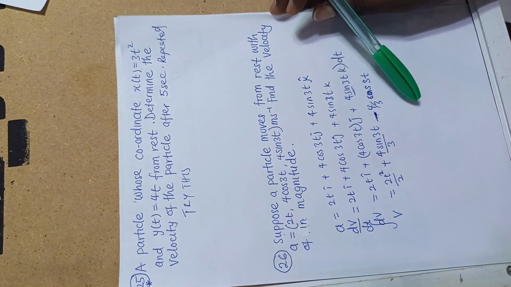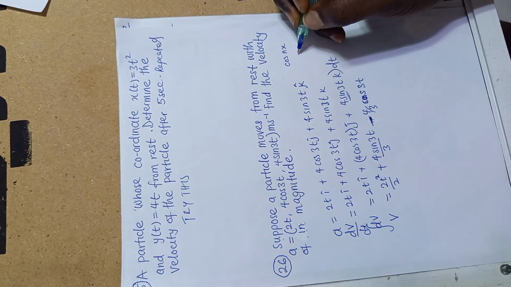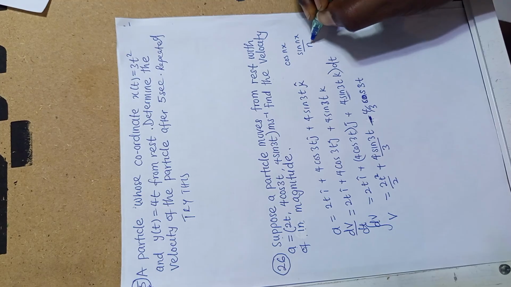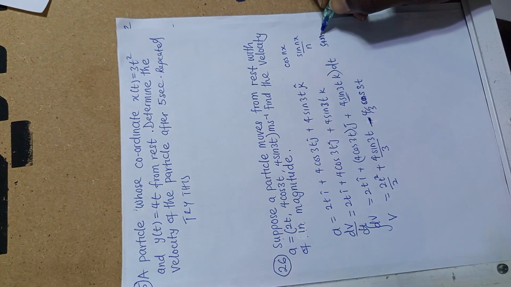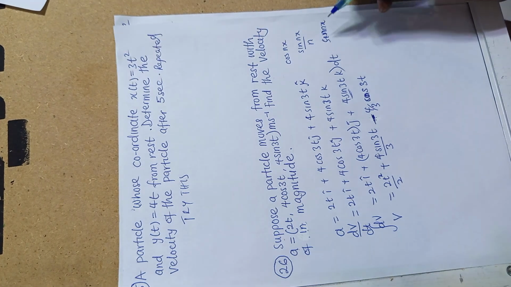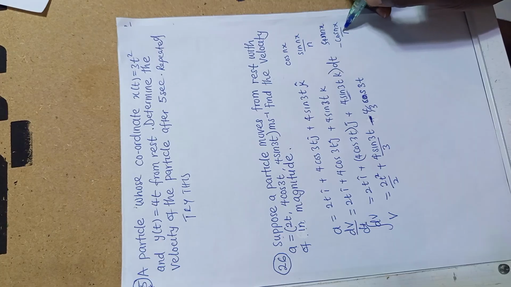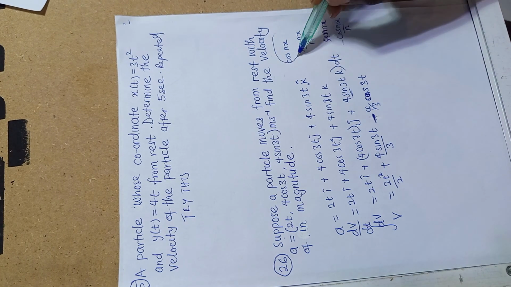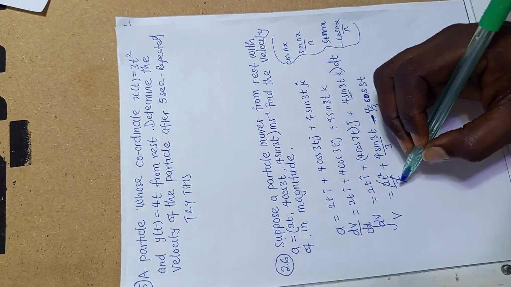Don't forget that if you want to integrate cos ns, the answer will be sine ns over n. If you integrate sine ns, it will give us minus cos ns over n. So that's what I did here. This one is rough work. Now let's go. This one will cancel this one.